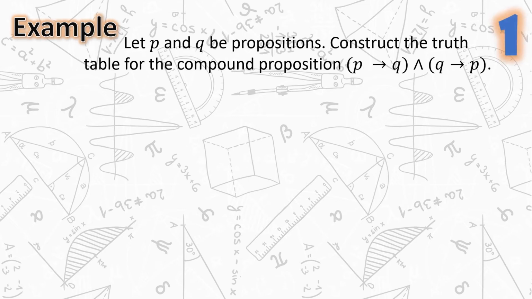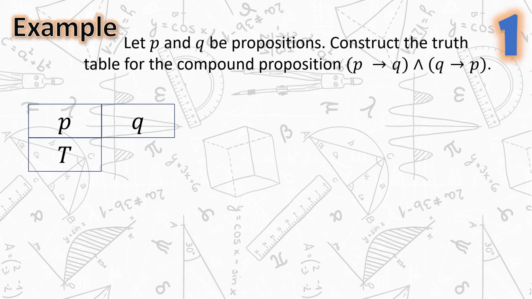Let P and Q be propositions. Construct the truth table for the compound proposition P implies Q and Q implies P. Or sometimes we read this as if P then Q and if Q then P. In this proposition, we have two components, P and Q. As we have discussed in the previous presentation, we will have 4 rows.